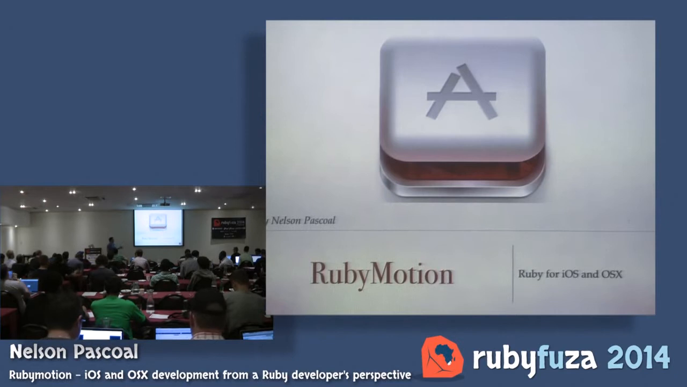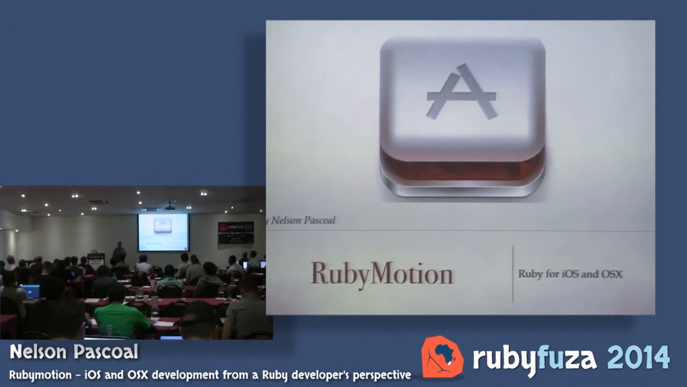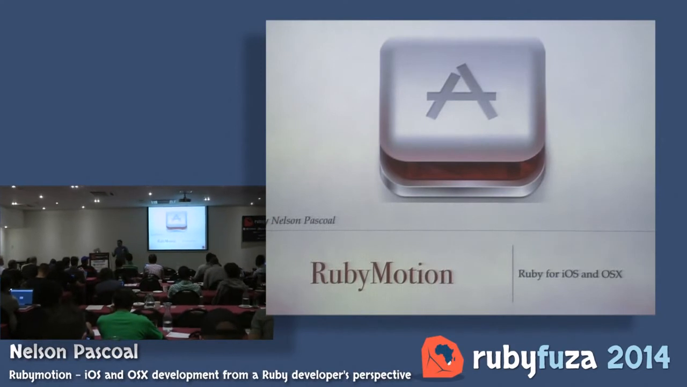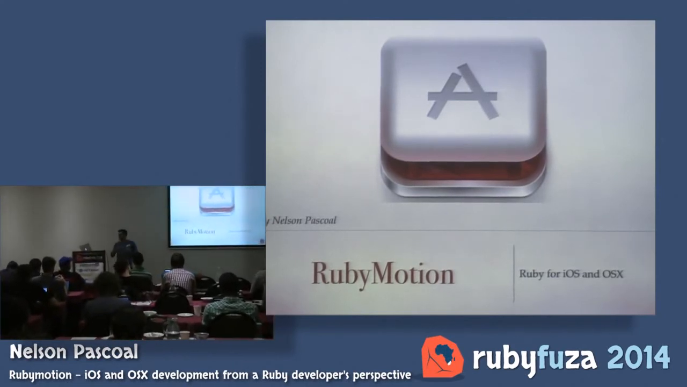Okay, so a little bit about Rubymotion for you guys that don't know. It's a framework, or more of a platform, I suppose, to basically build iOS and OSX apps, native apps, right? So you use Ruby, that's the main language. We'll go into more detail around that.